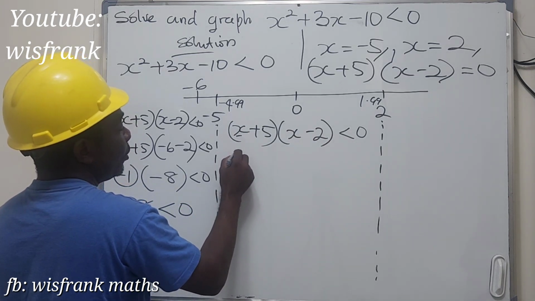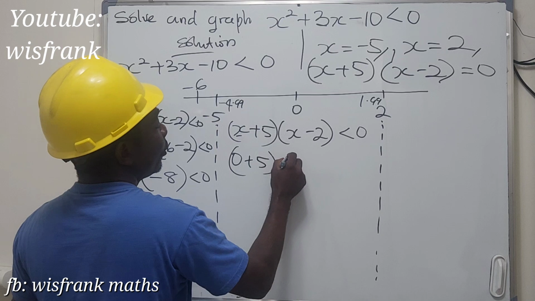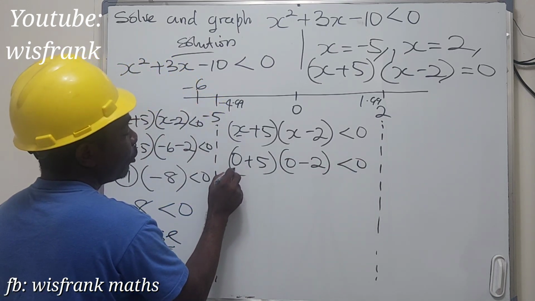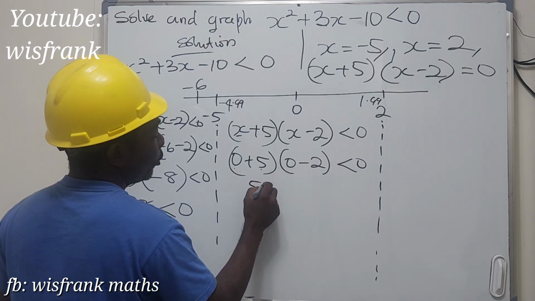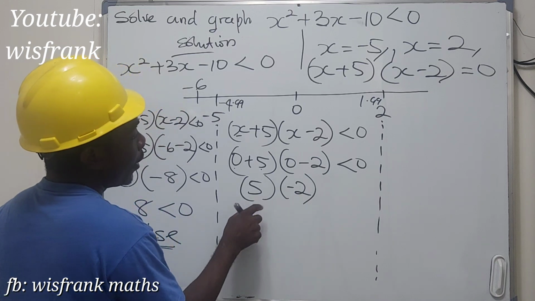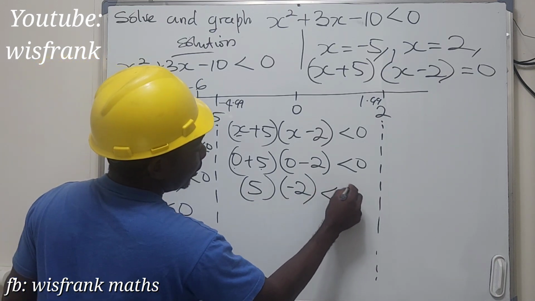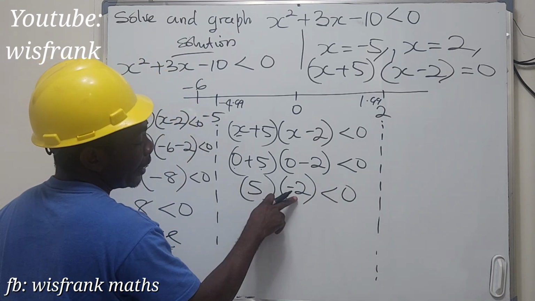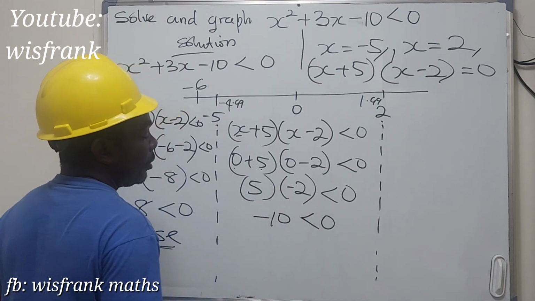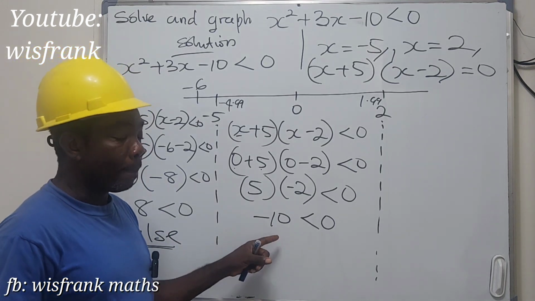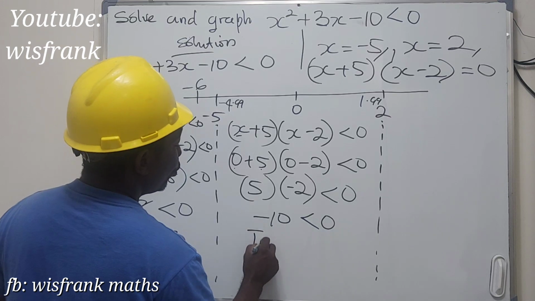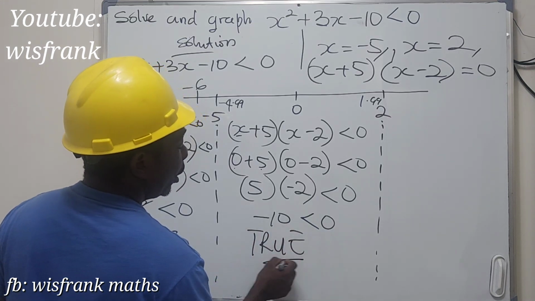So our x here is 0: (0 + 5)(0 - 2) < 0. So we have 0 + 5, which is 5, and 0 - 2, which is -2. So 5 times -2 gives us -10. Is -10 less than 0? In this case, we can see that -10 is less than 0, and this statement is correct. So this is a true statement of this inequality.